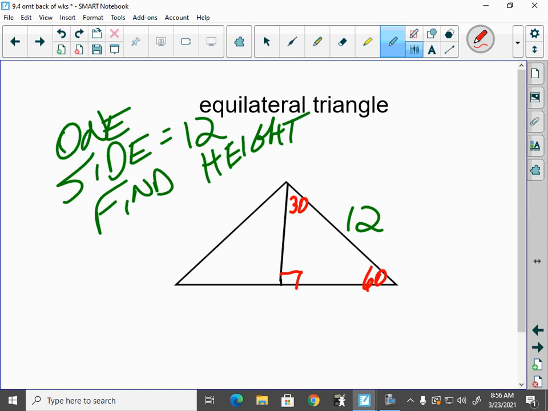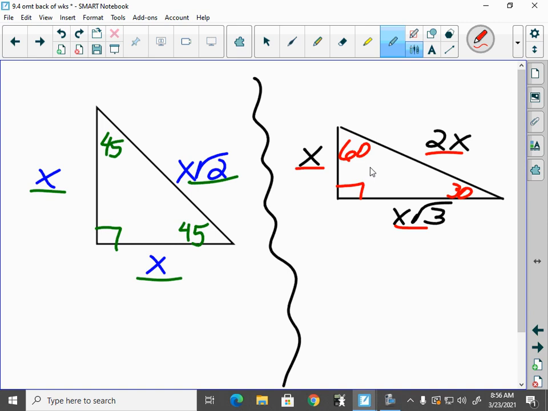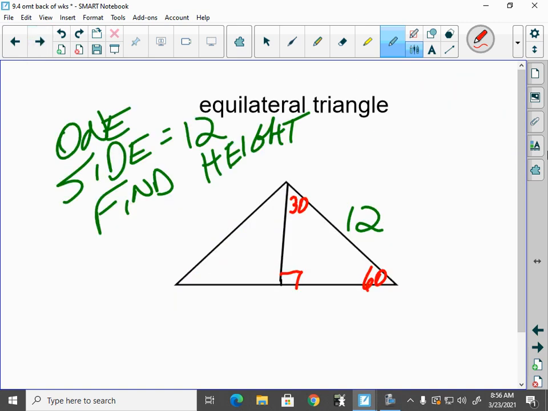Now you have to go back to your original drawings with your X's and all that good stuff. You have to match up the right drawing. So it's a 30, 60, 90 triangle. This is the part that you got to be able to do on your own. Across from 30 is X. Across from 90 is 2X. And the thing that we're trying to find is actually X square root of 3, right? Find the height. That's the height of the triangle.